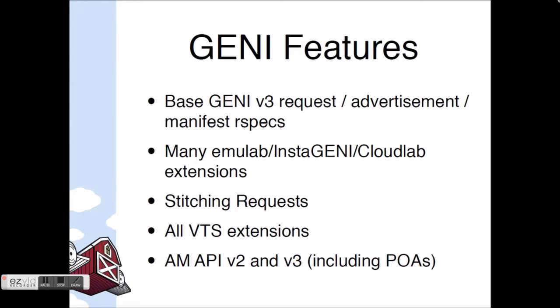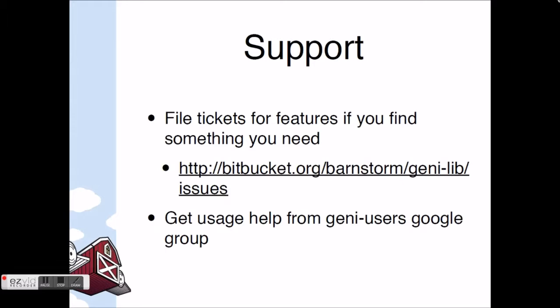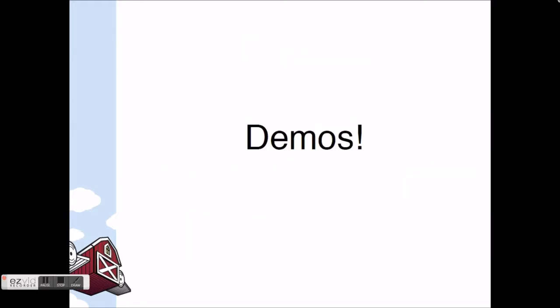Which sort of comes to here. If you start using GENI-Lib and it doesn't do something you needed to do, or you don't know how to get it to do what you needed to do, you can file tickets. The source code is open. There's an issue tracker. We monitor it. And then you can also get usage help from the GENI users Google group. And there's a bunch of documentation which has been linked somewhere in here. Right down here at the bottom, there's a bunch of documentation online, and it's also on the wiki page for this webinar.